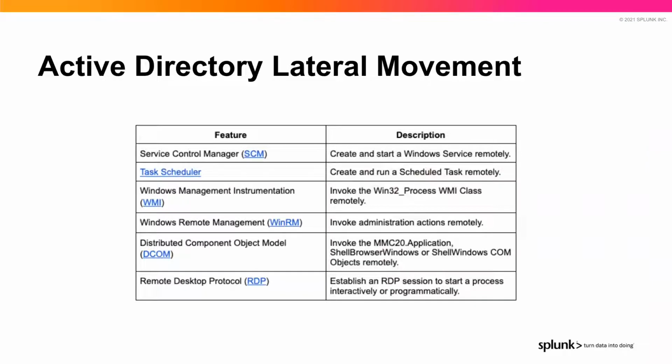There's many ways of moving laterally in an Active Directory network, but the content that we wrote focuses on abusing native administrator Windows services. This is a common way attackers use to move laterally once they have obtained administrative credentials. So services or features like the Service Control Manager, the Task Scheduler, WMI, WinRM, etc. They're all legitimate features that attackers can interact with through the network to achieve code execution on remote endpoints. So that's going to be the focus of our detections.